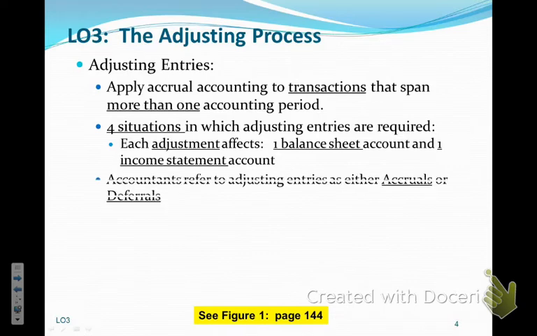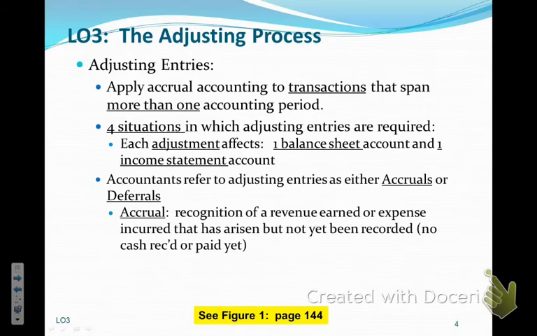So we refer to adjusting entries as either accruals or deferrals. So let's learn what the basic definition of an accrual is. An accrual is basically when there's a recognition of a revenue earned or an expense incurred that has arisen in the business but not yet been recorded. So basically, in an accrual situation, no cash has been received or paid at this point in time. Meaning prior to the actual adjusting entry, no cash was received and/or no cash was paid.